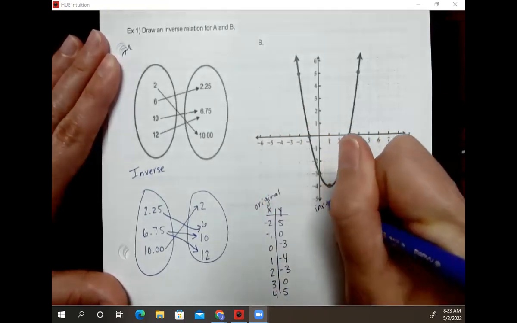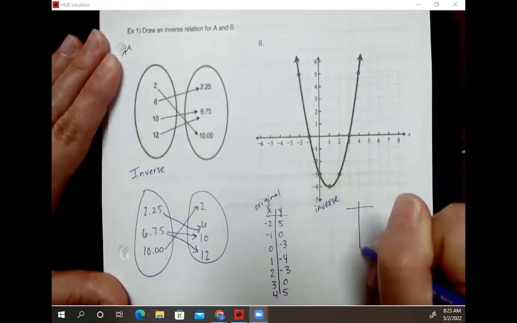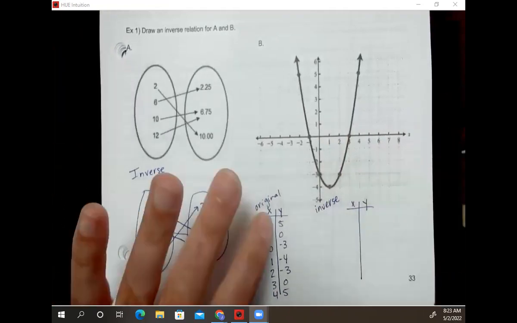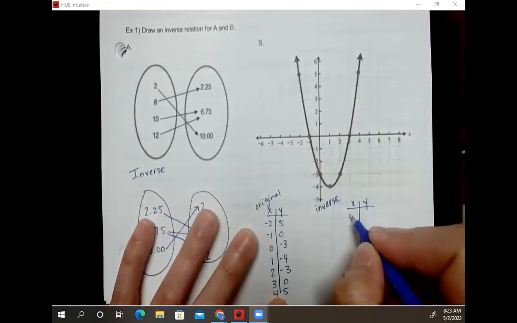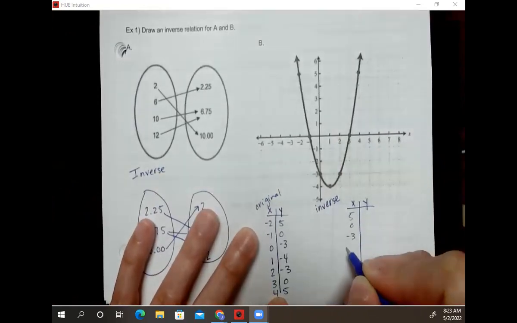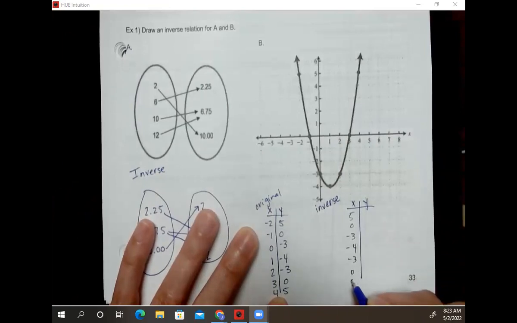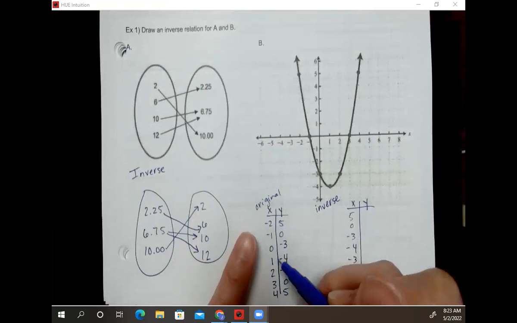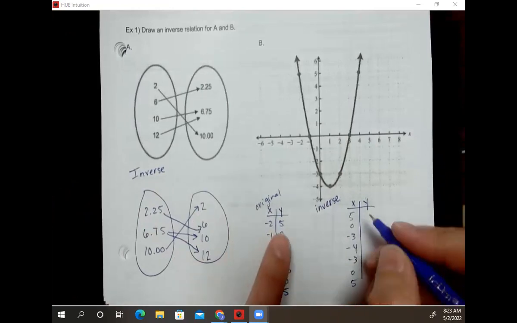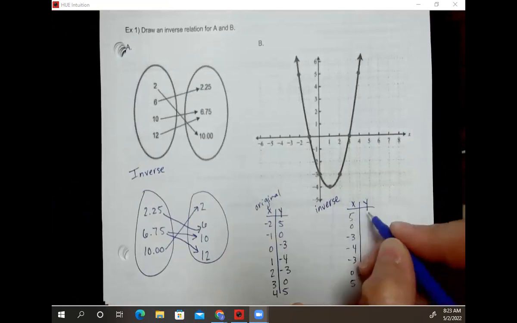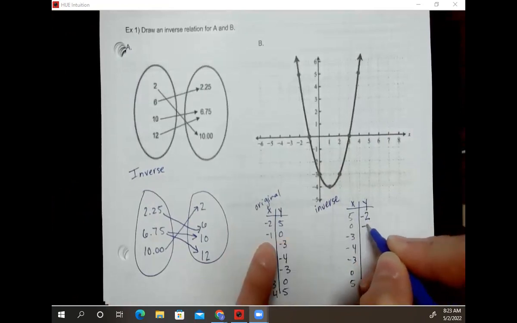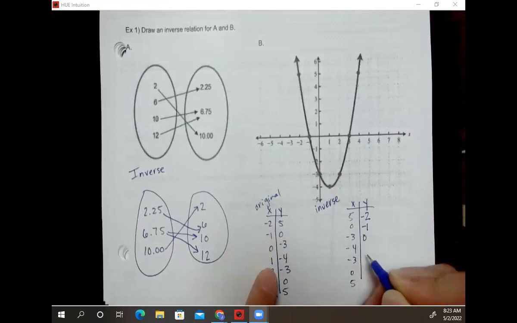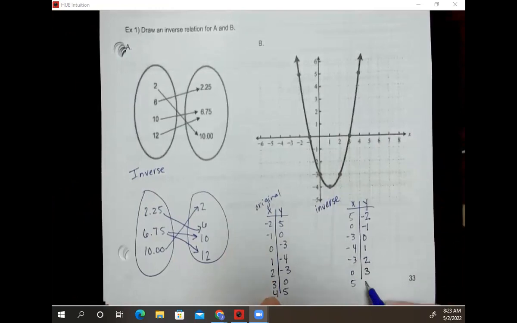For our inverse function, we're going to switch the x and y's. So I'm going to list all the y stuff in the x column: 5, 0, -3, -4, -3, 0, 5. And then all the corresponding x values are going to go in my y column over here. So instead of the point -2, 5, I would have the point 5, -2, and 0, -1, and -3, 0, and -4, 1, -3, 2, 0, 3, and 5, 4. So these are the points on my inverse graph.